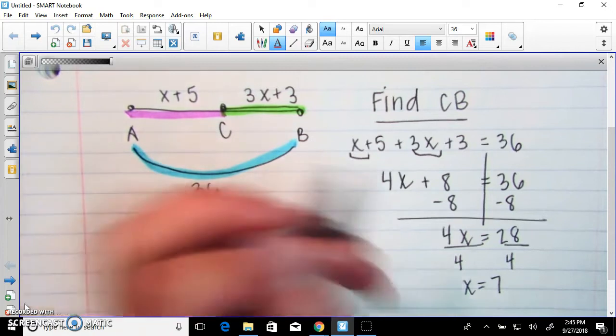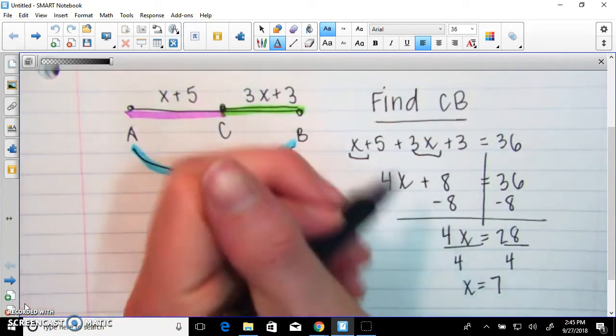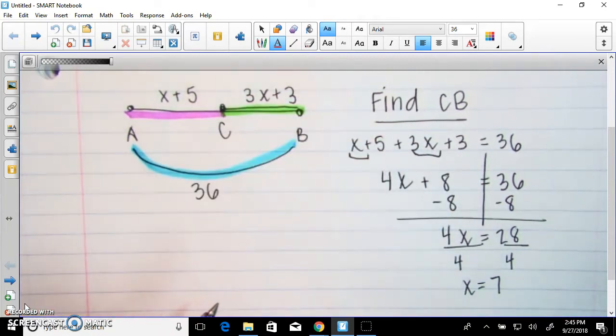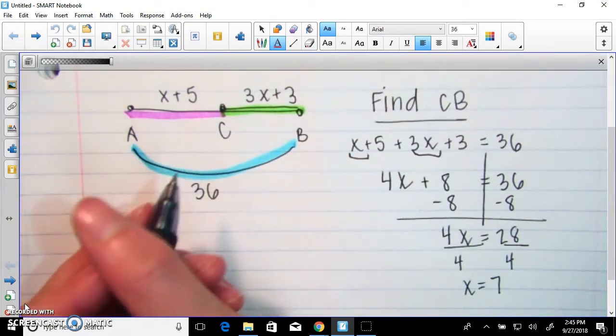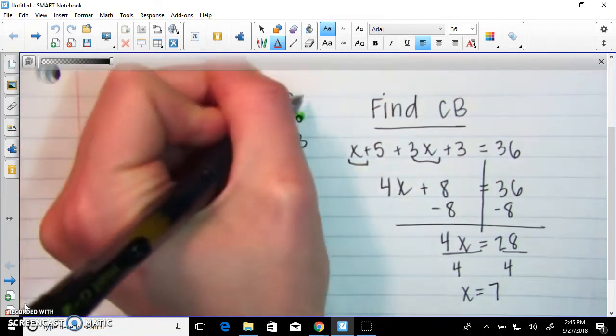If this was the concept test and you wrote x equals 7 as the answer, you did the right work, but you didn't actually answer the question. You need to read the questions and interpret what it's saying. They want to know CB. So CB is this 3x plus 3.